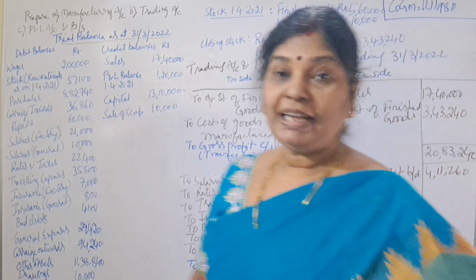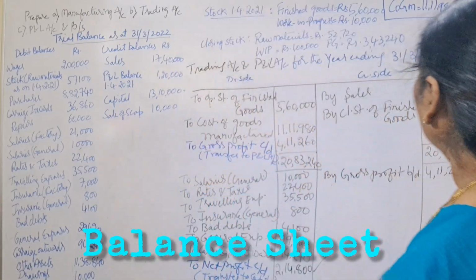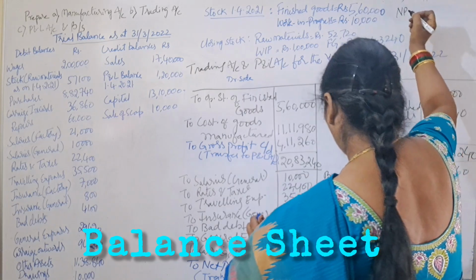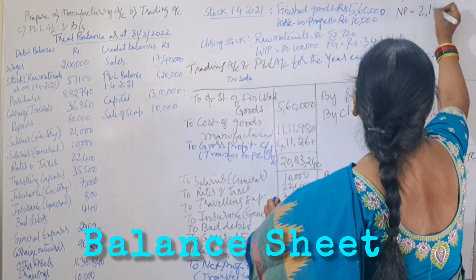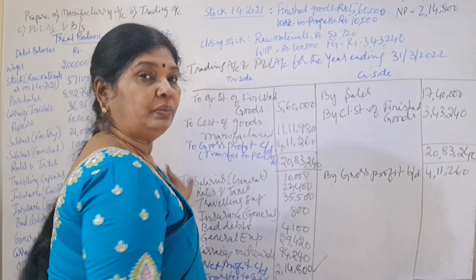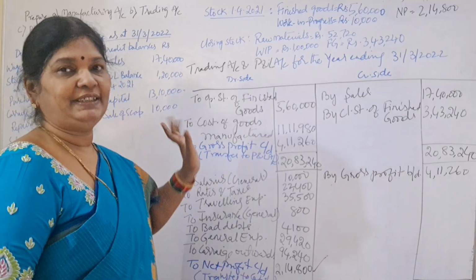Now we'll prepare balance sheet, right? So for balance sheet, what we require? We require net profit. So I'm taking net profit, 2,14,800. Now I will rub this trading and P&L account so that we can prepare balance sheet here.